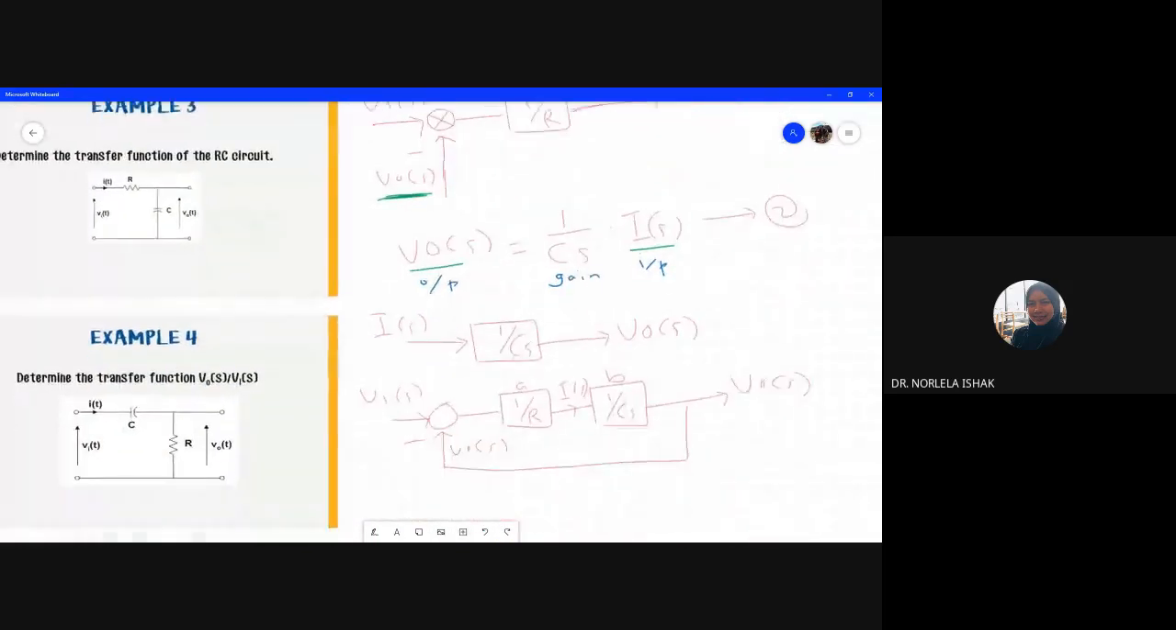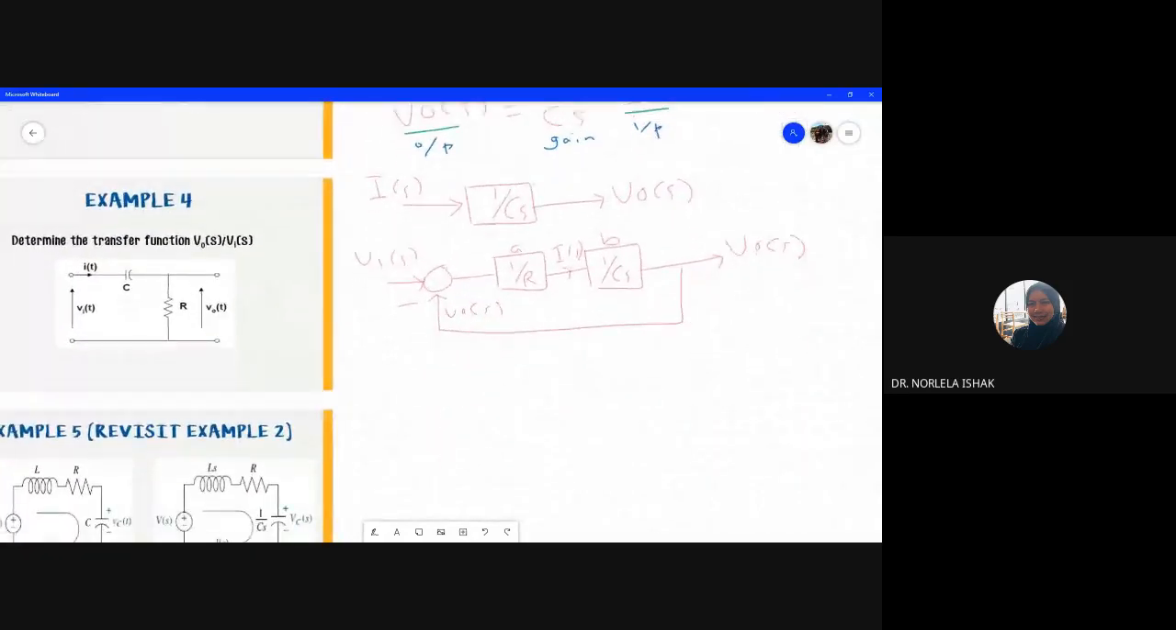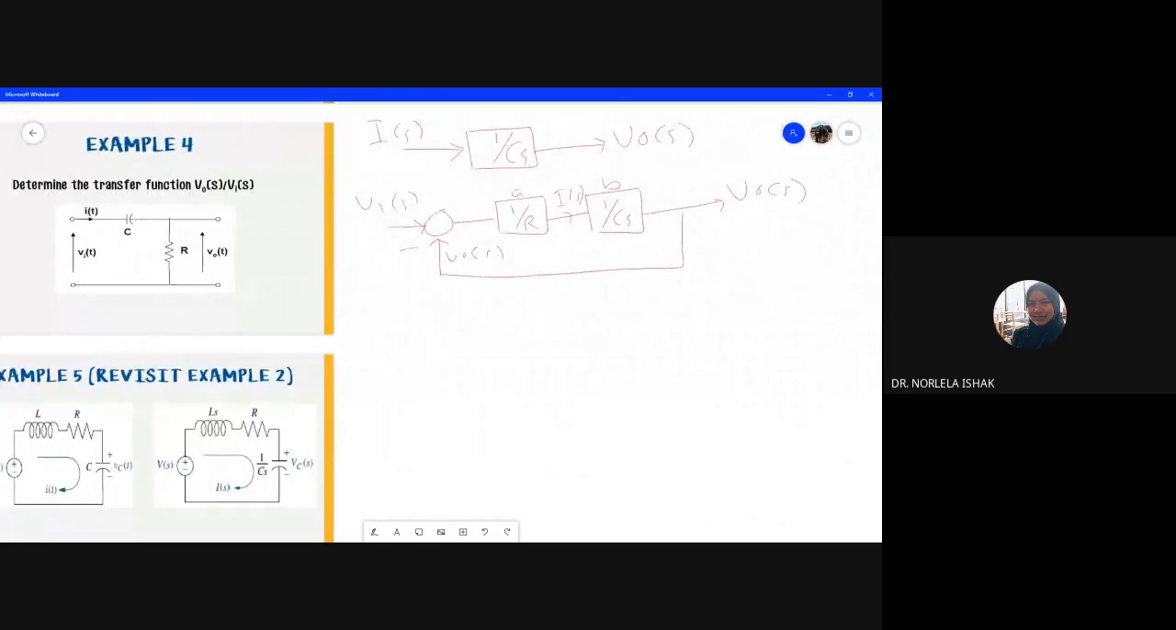Okay, so from the system we already get the block diagram. Okay, so from the block diagram, how to define the transfer function? How to define the transfer function? V naught S over VIS. How to define the transfer function?